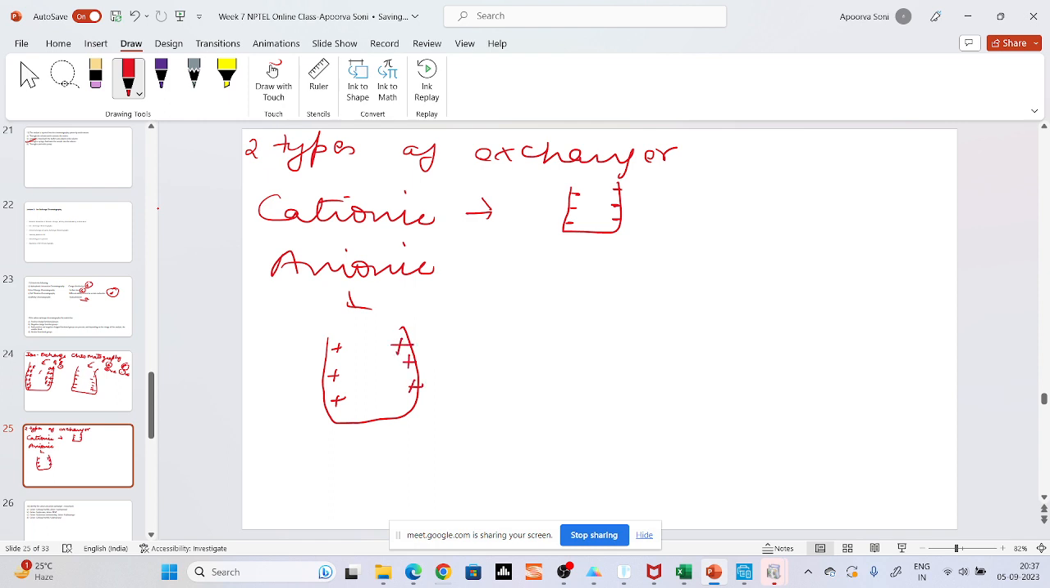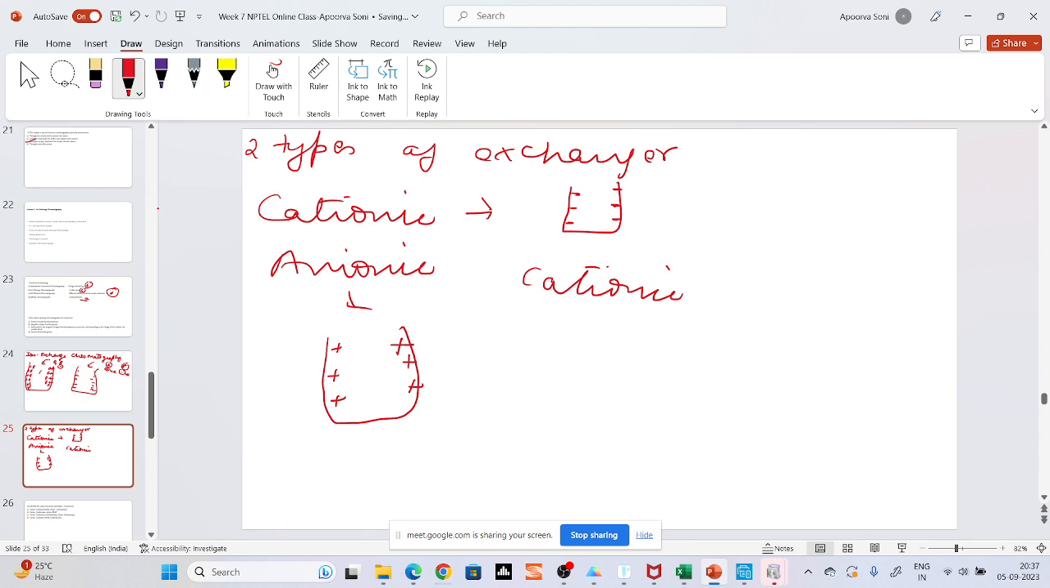Cationic exchanger, it should have a plus charge. Why have I written minus here? Because cations are positively charged, so they will be exchanged by the negatively charged molecules. So cationic exchangers are negatively charged, and anions are positively charged, so they will be replaced by negatively charged molecules. Exactly, very good.